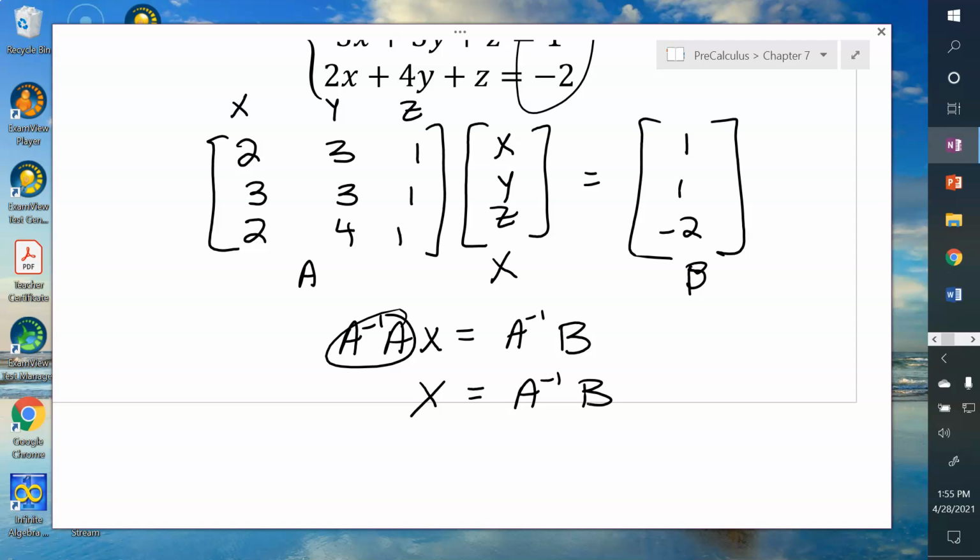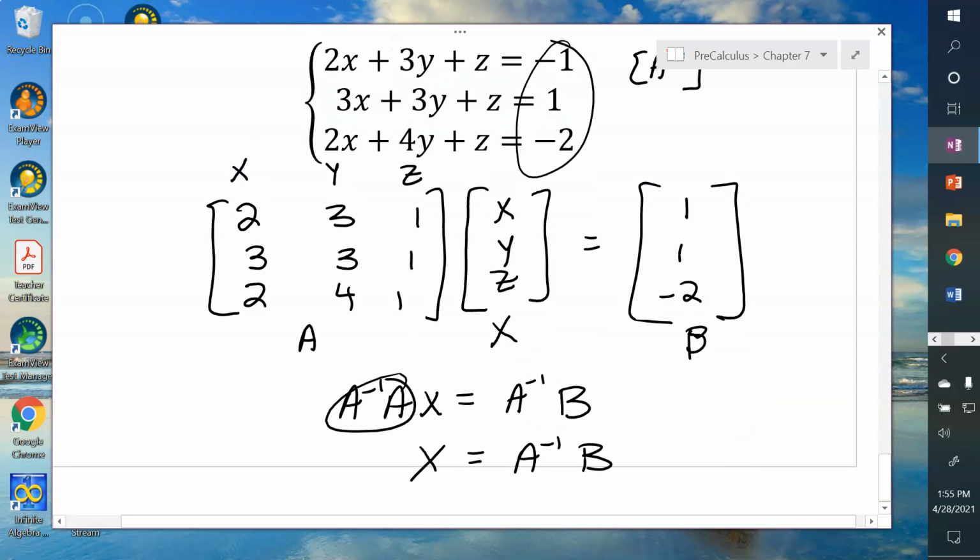So I'm going to go into my calculator. I'm going to go into the matrix area, over to edit. I'm going to make sure A is a 3 by 3, and I'm going to enter in matrix A. So 2, 3, 1. Next row, 3, 3, 1. Next row is 2, 4, 1. Make sure you've entered it correctly. Okay, so that's matrix A.